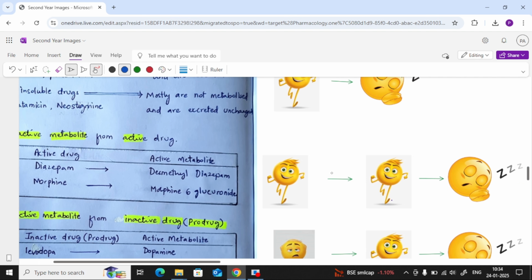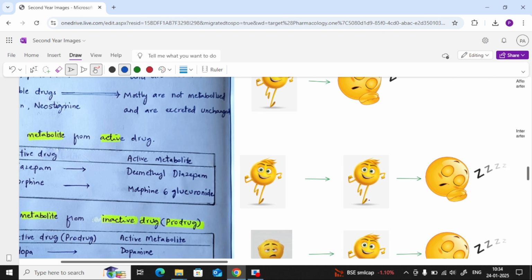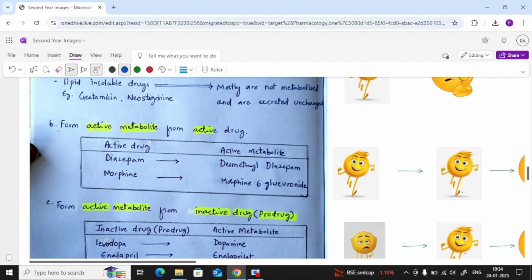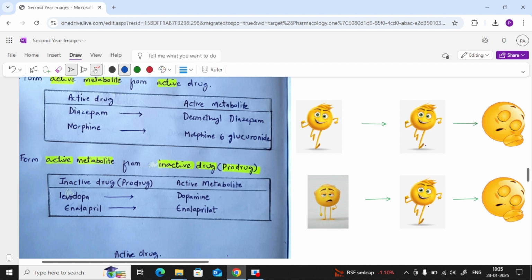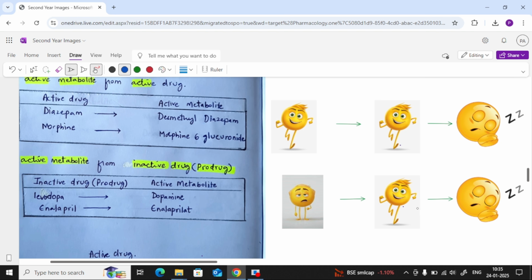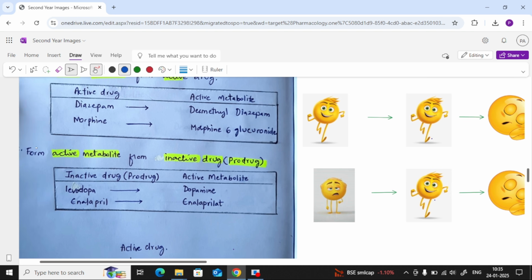Sometimes, before getting inactivated, active drugs get converted to an active metabolite. For example, active drugs like diazepam and morphine are converted to desmethyldiazepam and morphine 6 glucuronide. So the active drug is converted to an active metabolite and then it is inactivated. In some cases, when we take the drug in inactive form or prodrug, it is converted to an active metabolite first, then it is inactivated. So we also form active metabolite from inactive drug or prodrug.